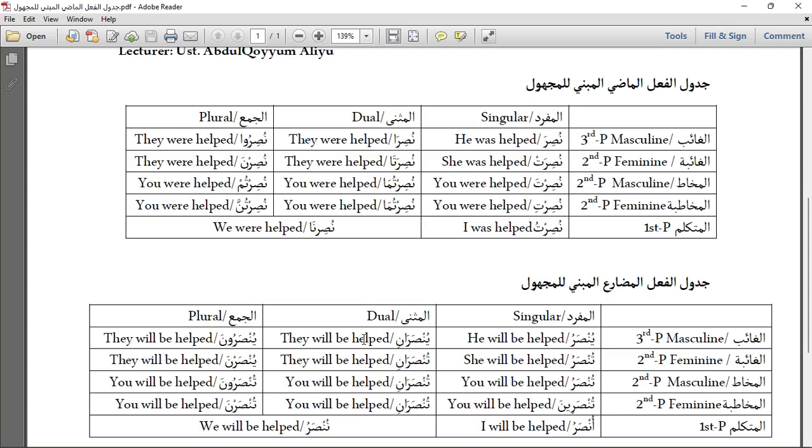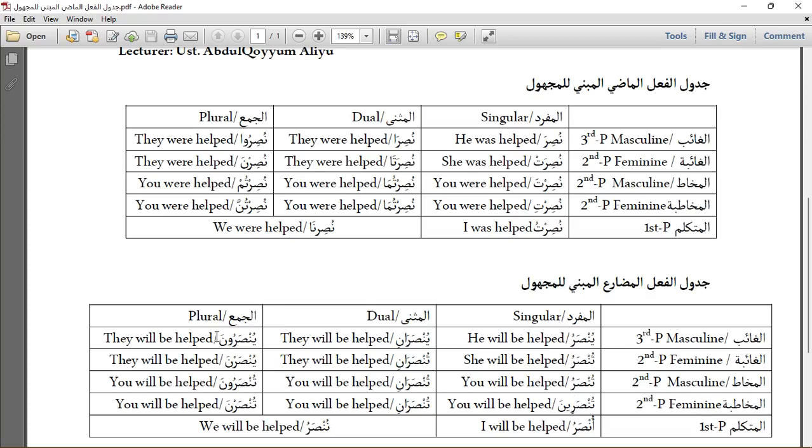Then for the dual form of the verb we have yunsaran. Yunsaran, they will both be helped. Tunsaran for the female verb, they will be helped. Then tunsaran for the second person form of the verb for masculine. Then tunsaran for the feminine form of that verb. Then nunsaru, we will be helped for dual. Also the same thing for plural.